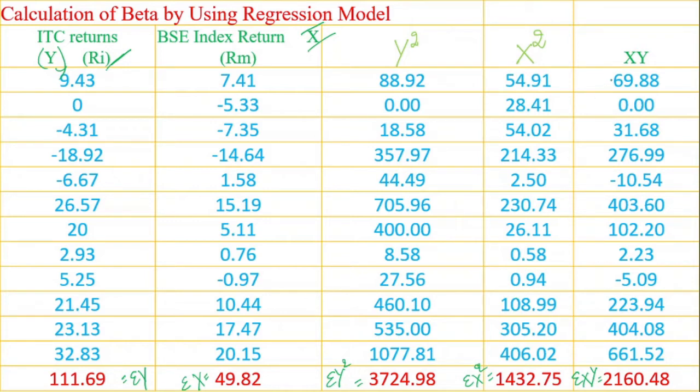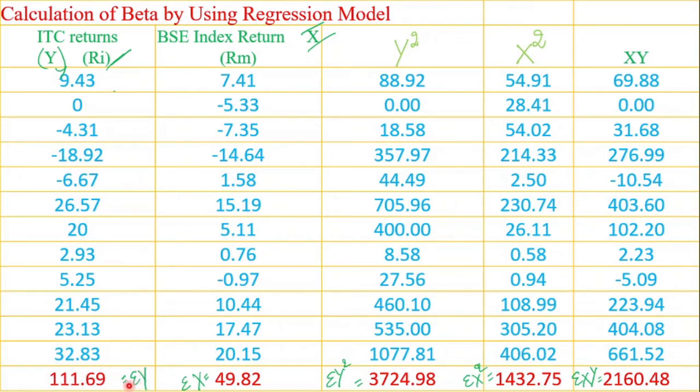Then, at a later stage, we have to multiply the X value with the Y value. These X values and Y values are multiplied and the product is recorded in the last column, that is XY. And finally, we have to add each and every column, because in the regression model we have to find x bar, y bar and other variables. That is the reason why we need to add the items.